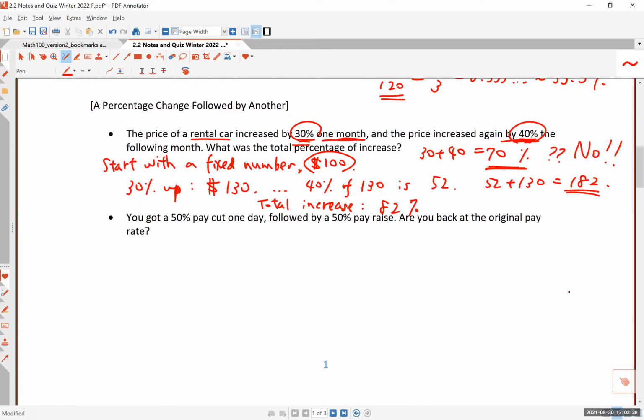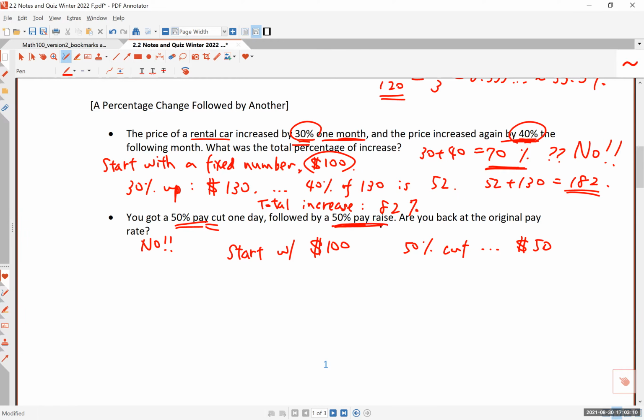And then at the bottom of page 1, you've got a 50% pay cut one day, followed by a 50% pay raise. So you're back at the original pay, right? No. Again, minus 50 plus 50 would be equal to 0, but that kind of addition and subtraction does not work when two percentages are involved with two different reference numbers. So again, let's start with a fixed number. Let's say you used to be paid $100 a day, and then a 50% cut will give you $50 a day, right? Because half is being cut.